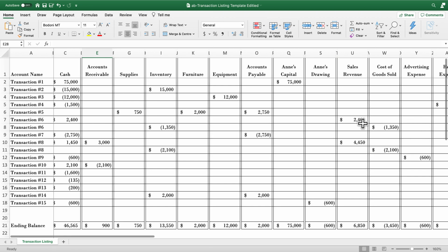So cash increases by $2,400, and you see sales revenue is our credit here. The cash increase is our debit. Sales revenue is our credit.